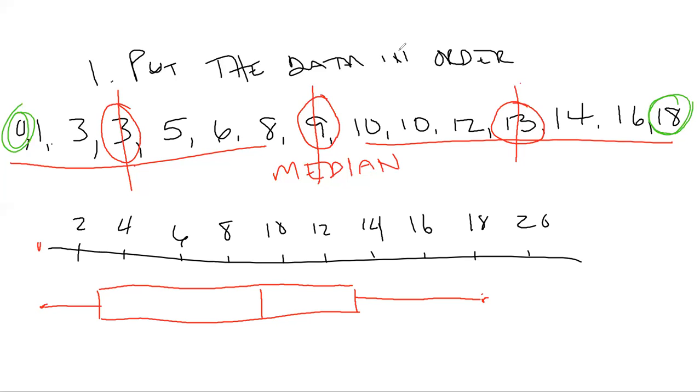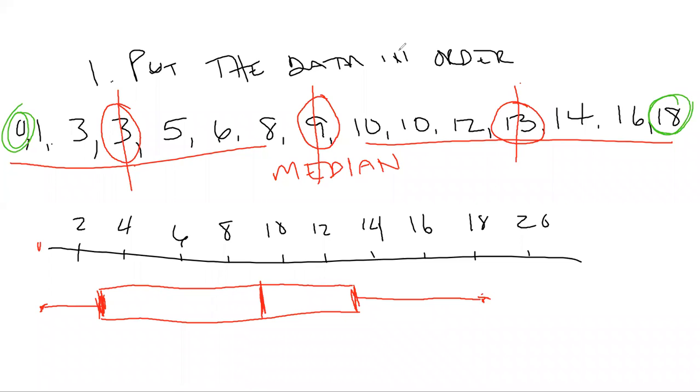So 25% of the data is between 0 and 3, 25% of the data is between 3 and 9, 25% of the data is between 9 and 13, and 25% of the data is between 13 and 18. That's how we make a box and whisker plot. You can replay or rewind that if you missed any of it. But we need to talk a little bit about some of the specifics.